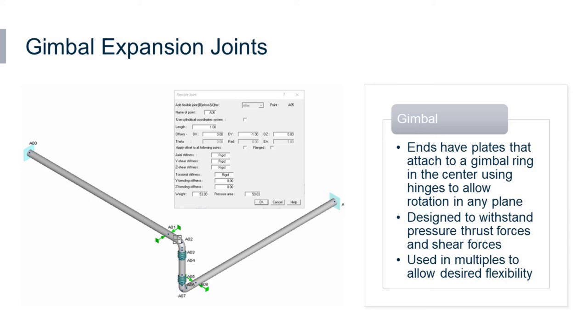thrust. And gimbal expansion joints should be used in sets of two or three as well, or in combination with a hinge joint. And again, like the hinge joints, when used in pairs, the amount of lateral deflection that can be absorbed is proportional to the distance between the two joints. So again, in here now, we see we have both bending stiffnesses released.